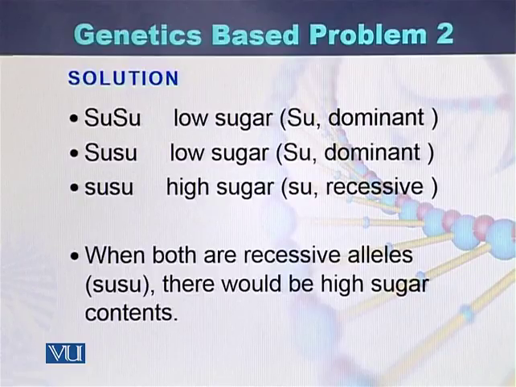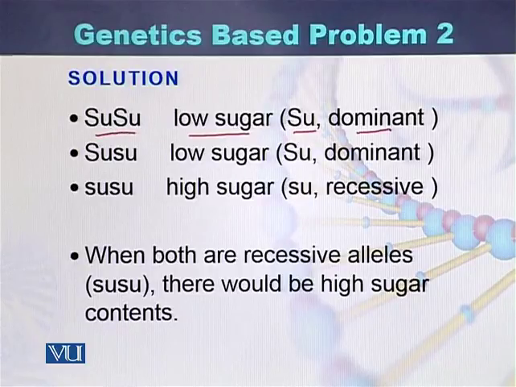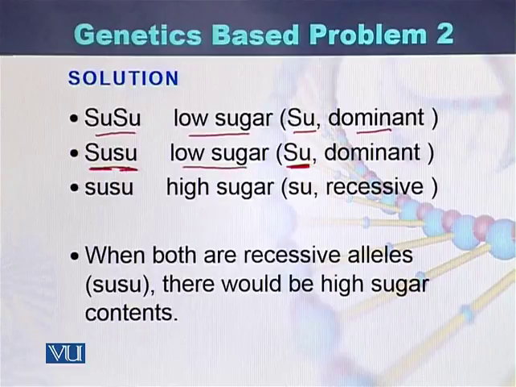If we try to solve this problem, we can see that at the beginning of the statement it was told that low sugar content is dominant, and this is the genotype. So if both the alleles are dominant, then there would be low sugar content. And if there is one dominant allele, that is this one, and one recessive allele, then because the dominant allele capital SU is present, again the sugar contents will be low.